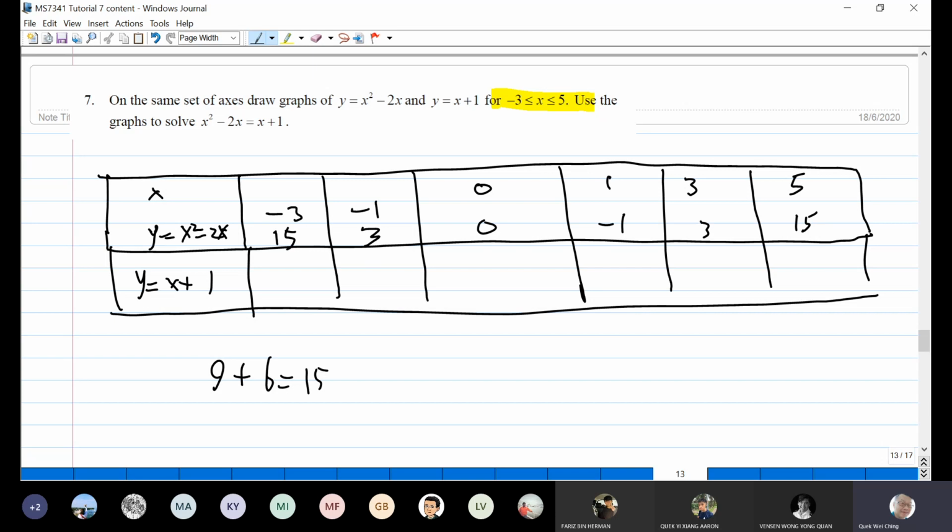And then for the other y, it's quite easy, a straight line. So y equals x plus 1. When x equals minus 3, you get minus 2. When x equals minus 1, you get 0. When x equals 0, you get 1. Three points is really enough, but if you want, 1 plus 1 is 2, 3 plus 1 is 4, and 5 plus 1 is 6.